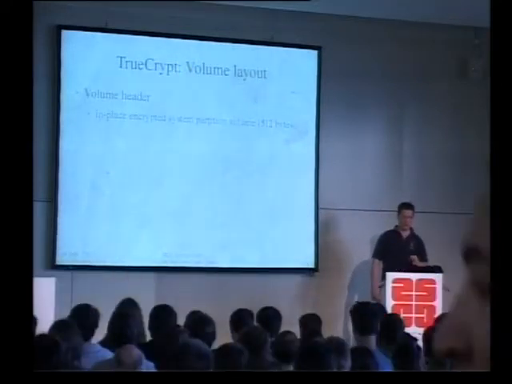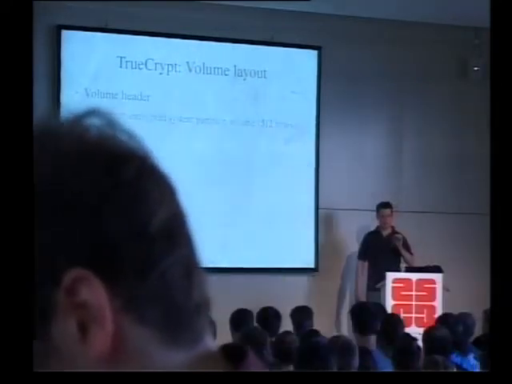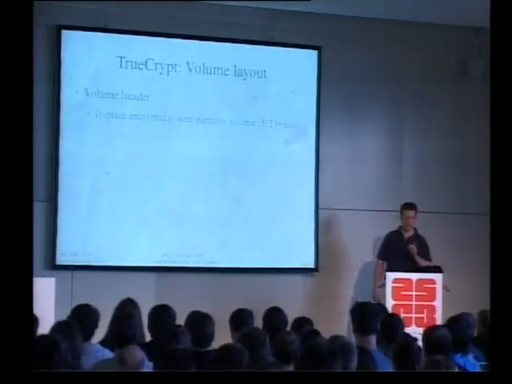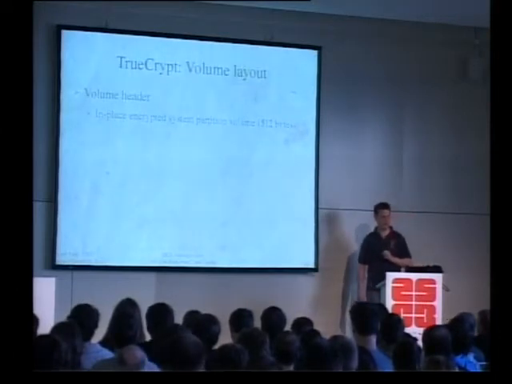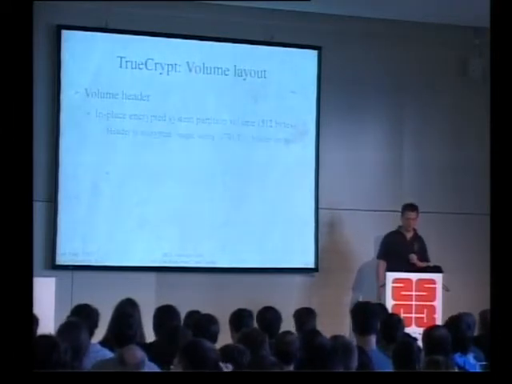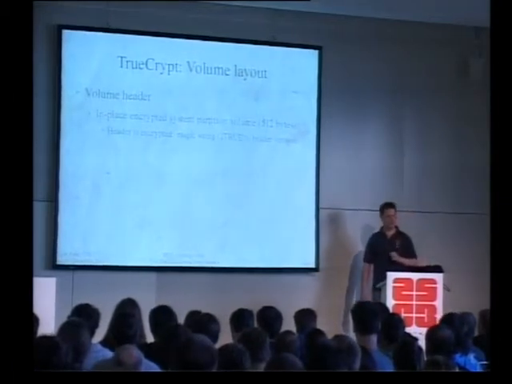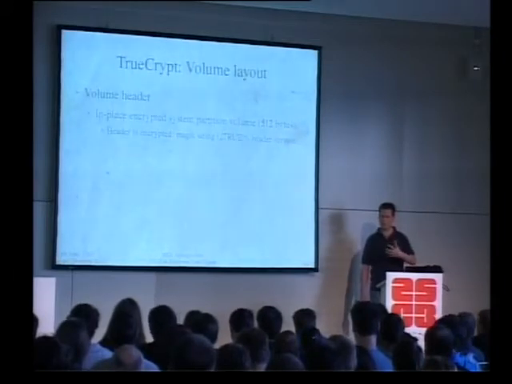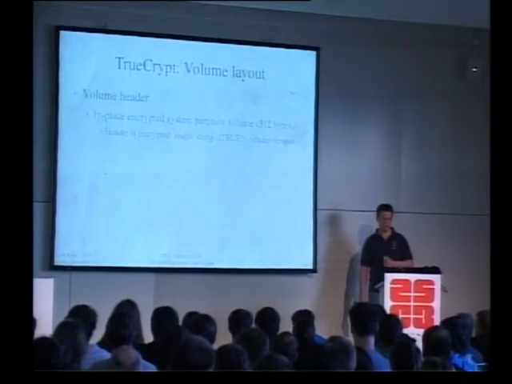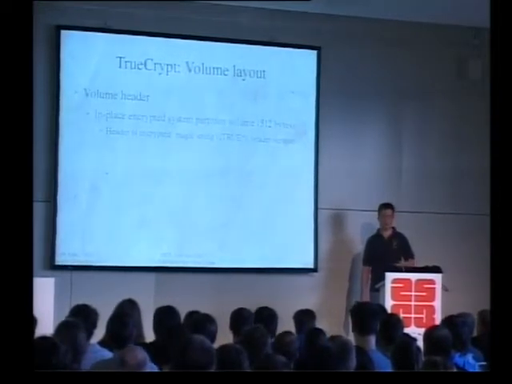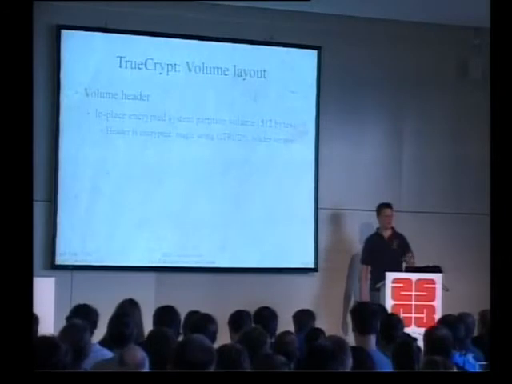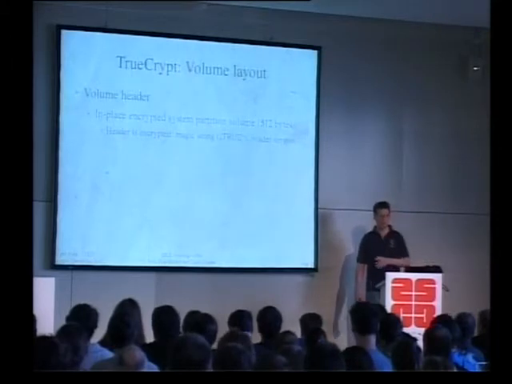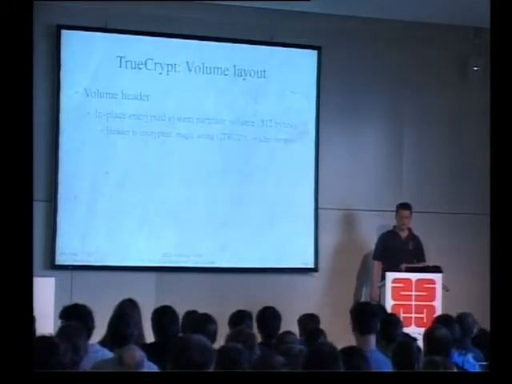TrueCrypt is sort of different, as in it has this volume header also encrypted. And it's stored in place in the system partition, and it's 512 bytes in size, and we'll see in a minute why this is important. So as I said, the header is encrypted. There is a magic string, TRUE, which is also encrypted, and if you provide your password to TrueCrypt on boot to the pre-boot environment, then it tries to decrypt the header, and if it does find the magic string TRUE upon decryption, then it knows that the key is right with a fairly high probability and goes on.